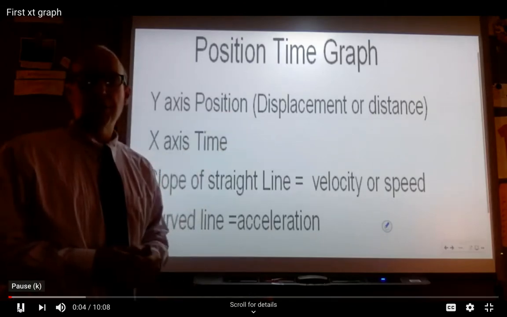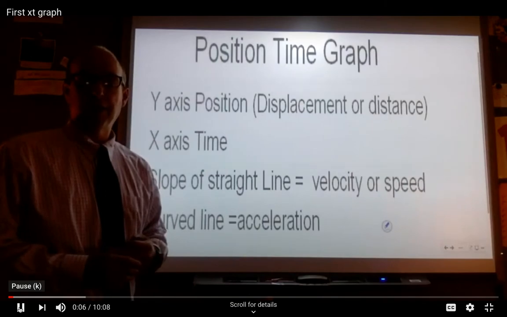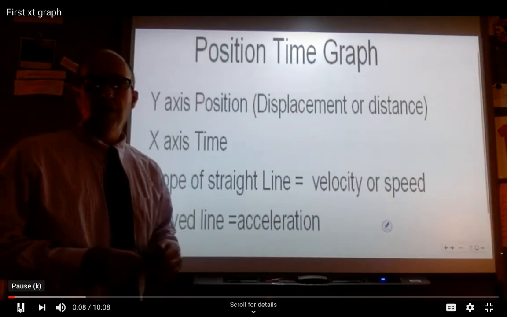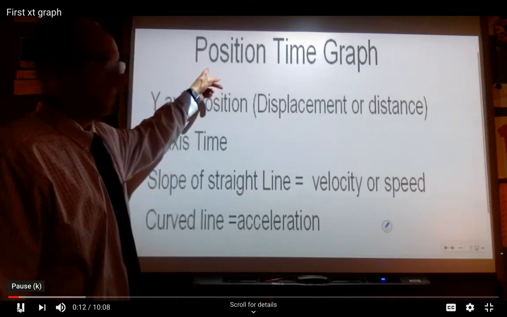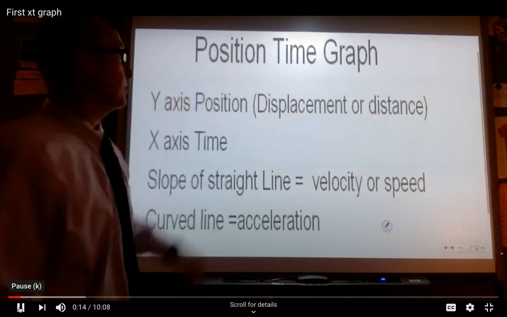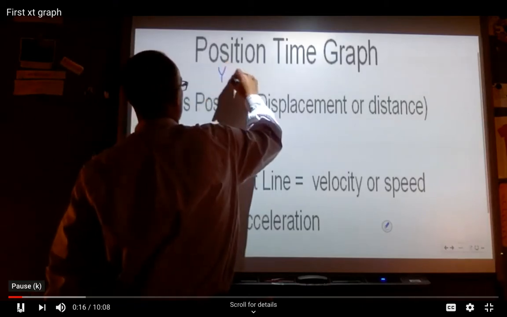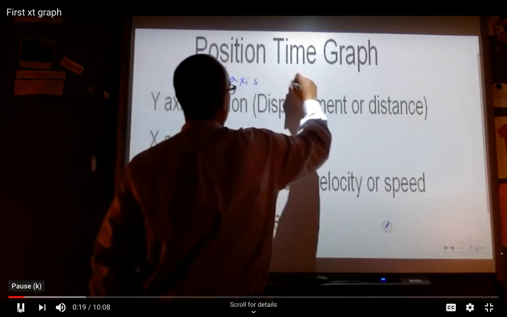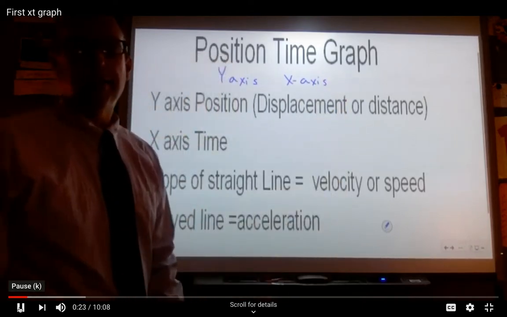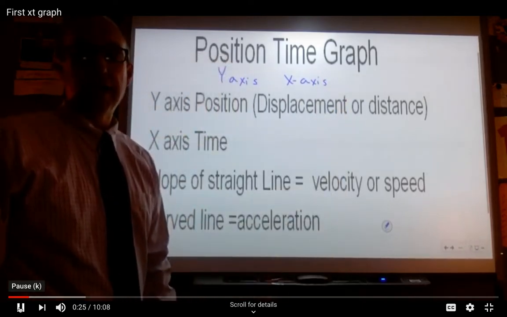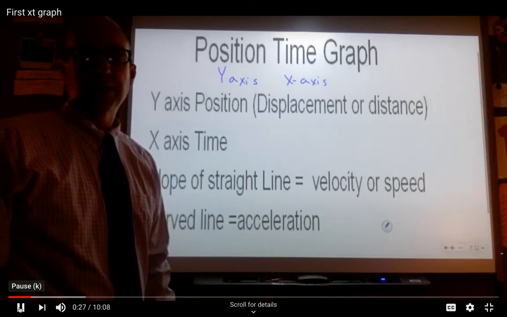Today we're going to go over position time graphs and how to graph them and what we can get from them. The first thing to note is when you're looking at how things are listed in physics, the first thing listed is always the y-axis. So in this case, if I'm doing a position time graph, position is going to go on the y-axis, the time is going to go on the x-axis.